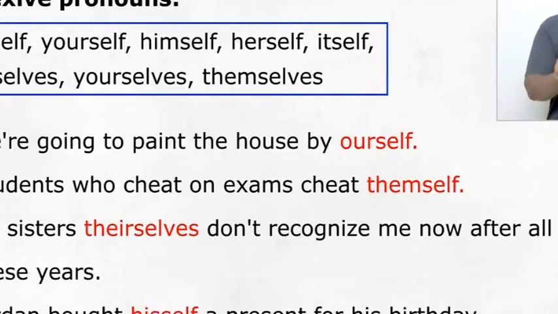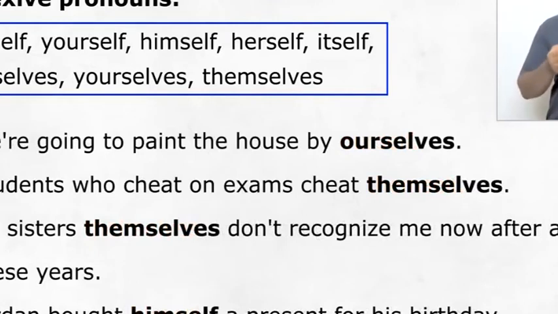So the correct way to say these sentences would be to say, we're going to paint the house by ourselves. Students who cheat on exams cheat themselves. My sisters themselves don't recognize me now after all these years. And Jordan bought himself a present for his birthday.